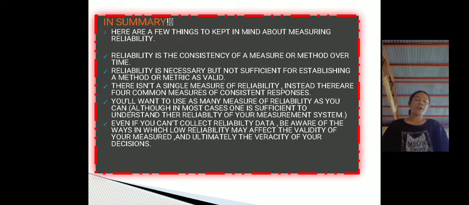Here are a few things to keep in mind about measuring reliability. First, reliability is the consistency of a measure or method over time. Second, reliability is necessary but not sufficient for establishing a method or metric as valid. The third one is that there isn't a single measure of reliability. Instead, there are four common measures of consistent responses.